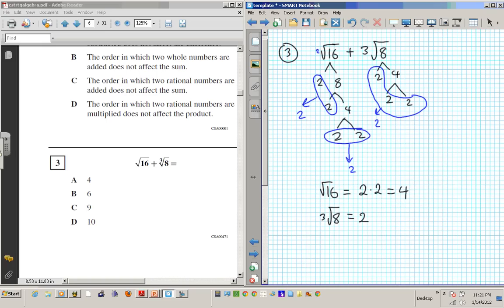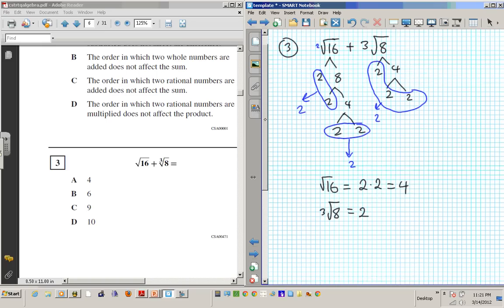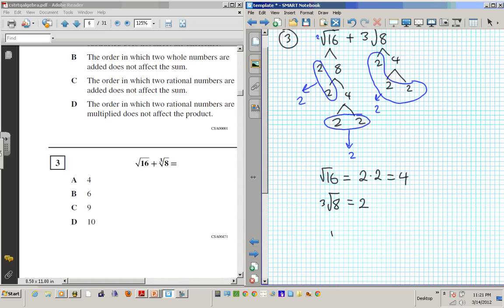So the square root of 16 plus the cube root of 8, let's rewrite it. The square root of 16 plus the cube root of 8 is the same thing as the square root of 16, which is 4, as we did over here, plus the cube root of 8, which is 2. And when we add both of them, we get 6. So our answer for number 3 is B. Okay? Alright, let's move on to number 4.